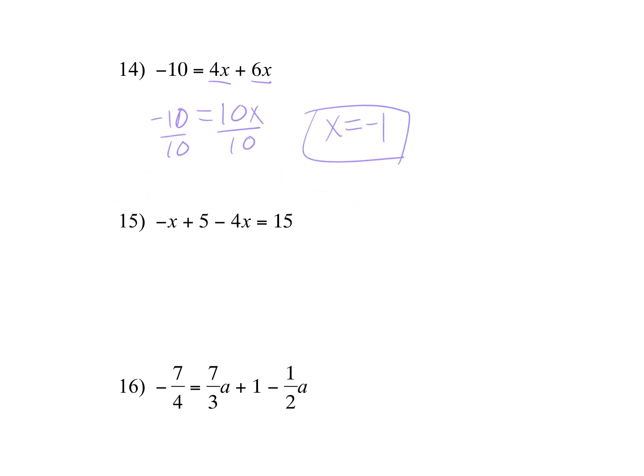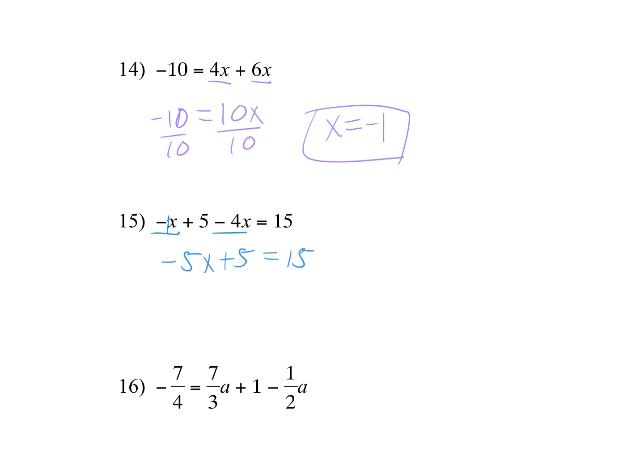Same thing with number 15, should be a little bit simpler. All you have to do is combine like terms. So we see -x minus 4x. Keep in mind this -x is the same as -1x, so negative 1x minus 4x is going to be negative 5x. Everything else stays the same for now, so plus 5 equals 15.